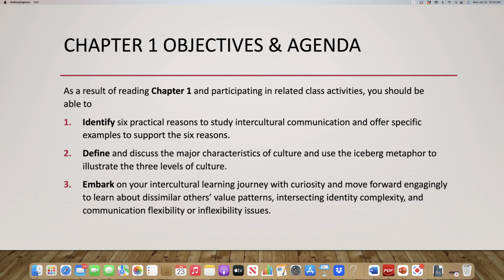And then 3 is, yes, it's part of this chapter, but it's also the overall goal of this course, which is to get you started, or more likely get you further along your journey learning about intercultural communication. And hopefully you're curious about it and you are going to be very engaged in looking at how people have different values, and how people are not simple, this intersecting identity complexity. We are made up of lots of different and sometimes competing or contradictory elements, and we're going to learn how to be flexible with our communication.